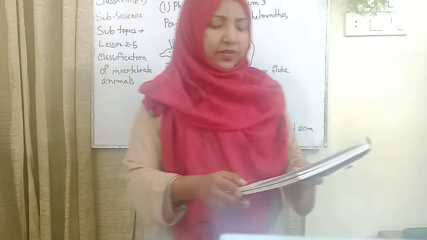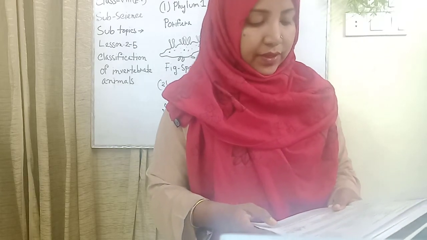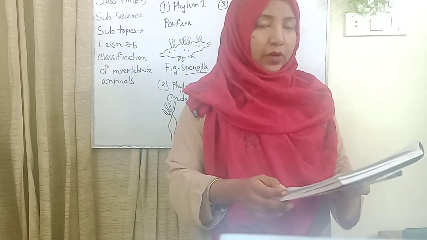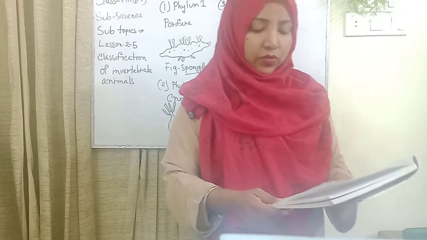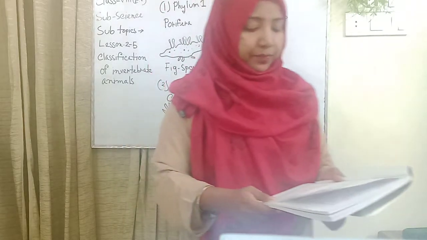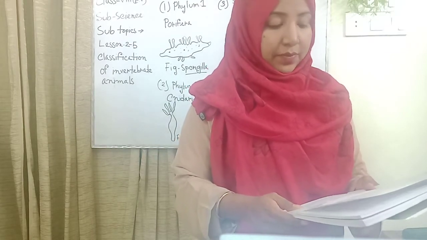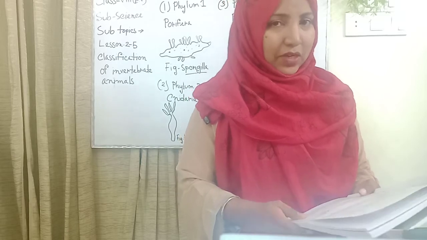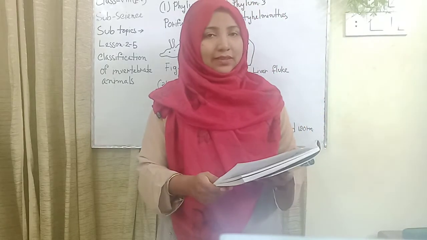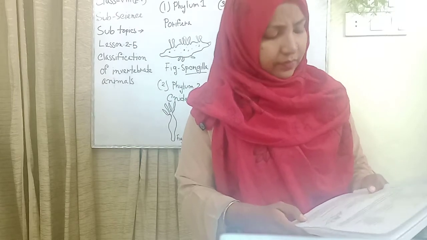The members of the phylum Porifera are commonly known as sponges. Their distribution is worldwide. They are found all over the world. Most of the species are marine, but some live in fresh water. Usually they live in colonies. What is the meaning of colonies? Colonies means staying together.